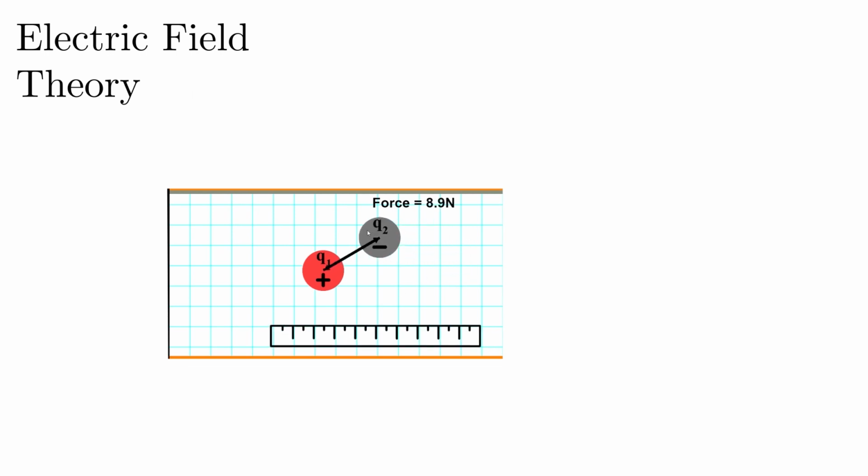But let's fix Q1 in place for a moment, and we'll see what happens to the net force vector of Q2 as we move it around. So as we pull a bit further away, the magnitude of the electric force is going to decrease. As we move it closer, it's going to increase. And as we move it around relative to Q1, we can see that the direction also changes.